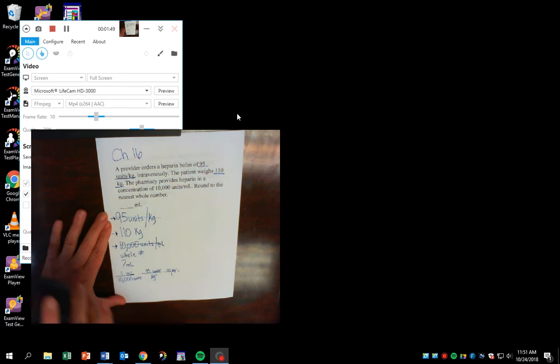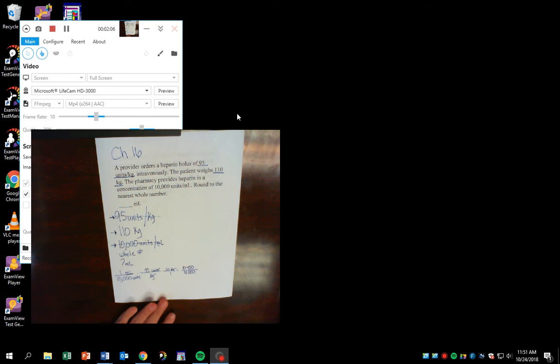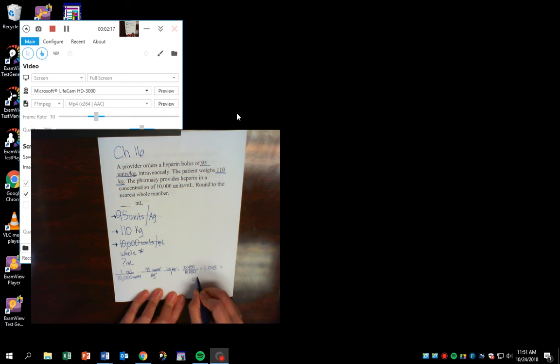So now we just do the math across. So 95 times 110 gives us 10,450 over 10,000. And that gives us 1.045. And here it says round to the whole number, so that's going to be 1 milliliter.